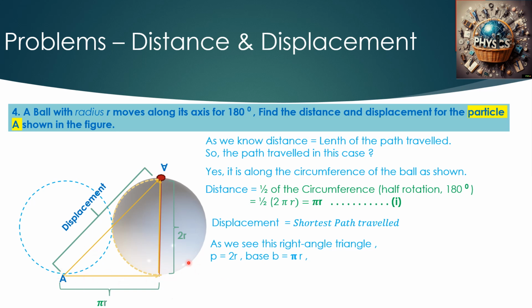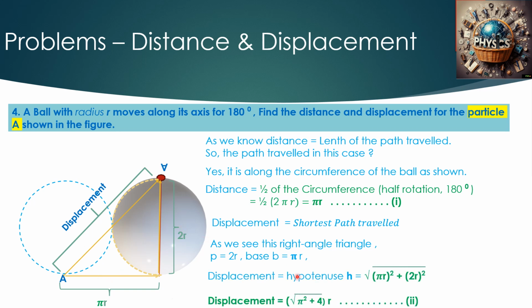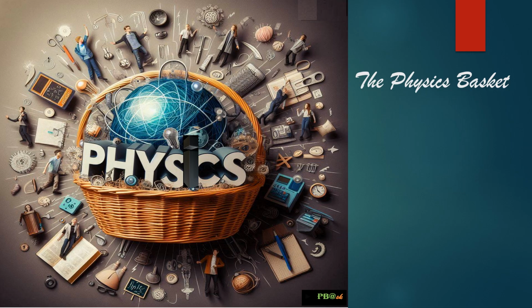So with this, it's very clear that we have the base, we have the perpendicular. So we will be able to find out the hypotenuse, which is equal to the square root of (pi r) whole square plus (2r) whole square, which gives us the final displacement value as the square root of (pi square plus 4) into r. That's our final answer.